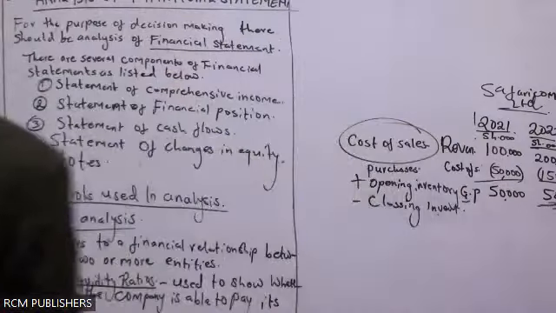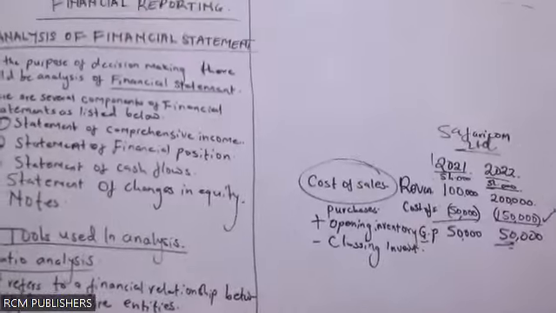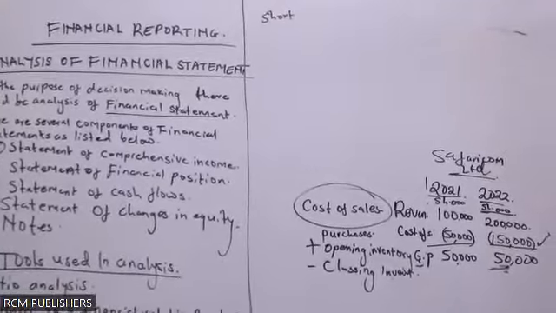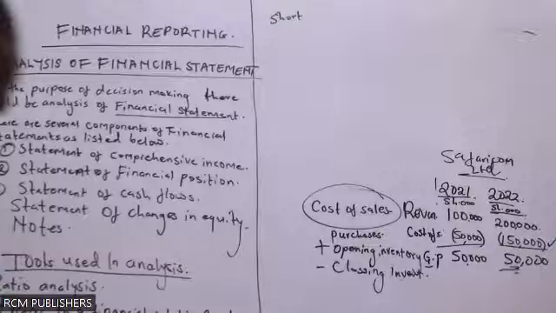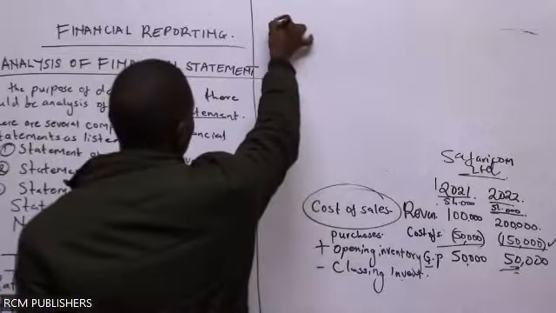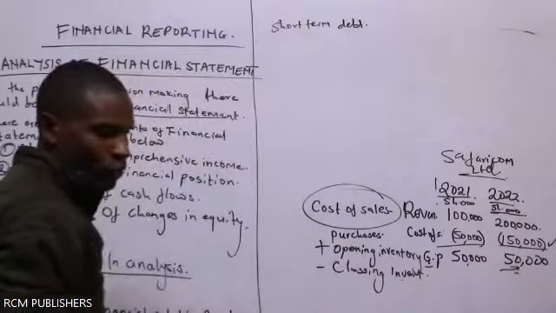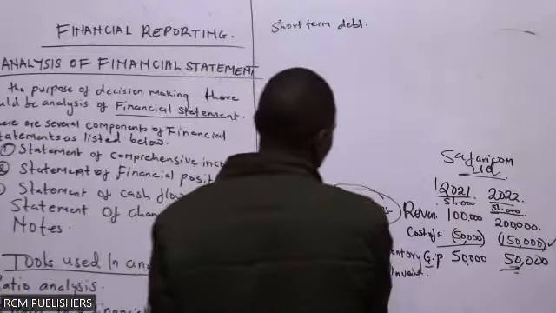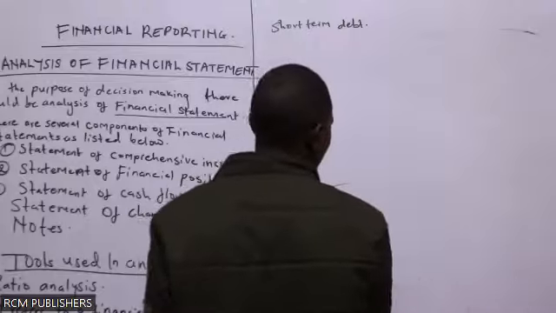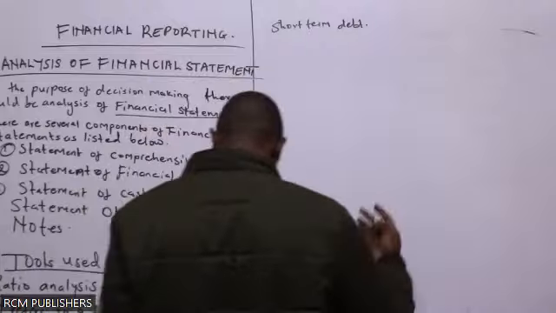So that is it. All right, I think that is in order. Just adjust a bit. To pay its short-term debts. So when you hear of liquidity, we are talking of the ability of a company to pay its short-term debt. Then we have efficiency ratios.